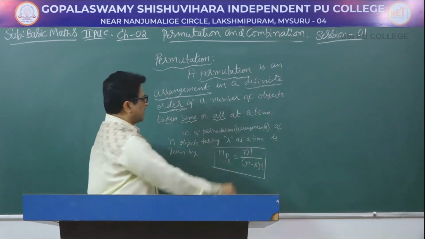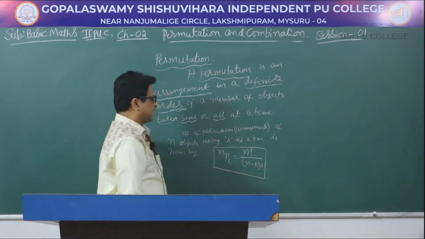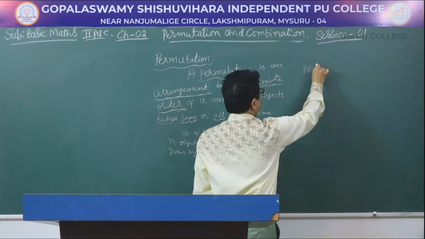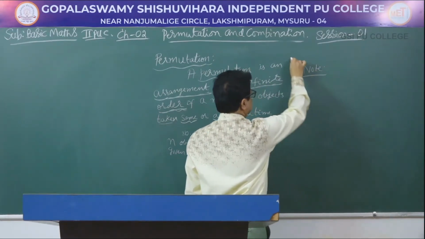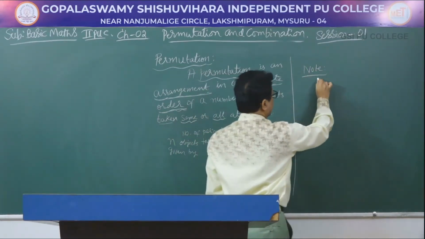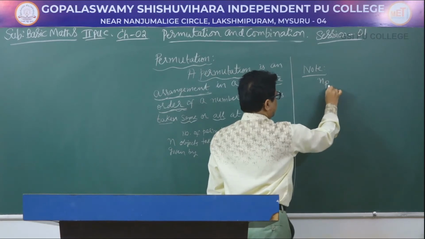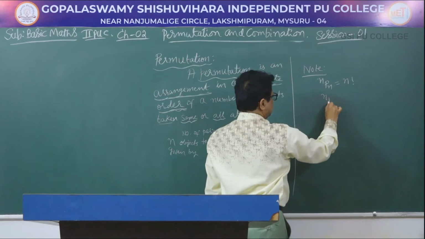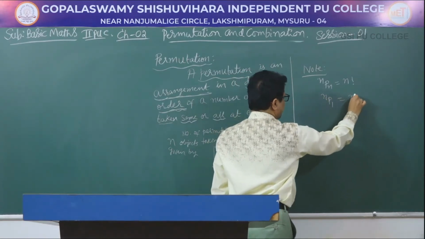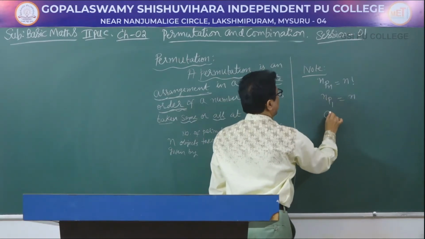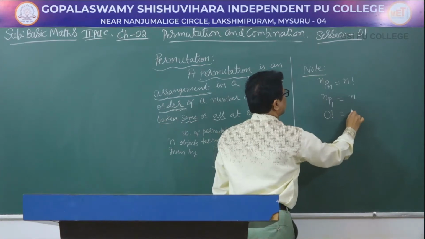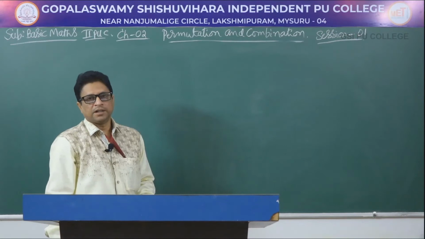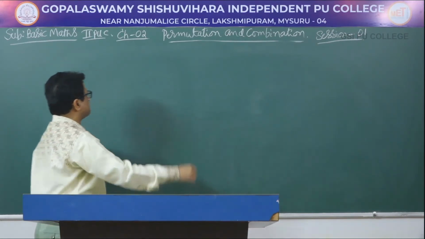nPr is equal to n factorial by (n minus r) factorial. Note: nPn is equal to n factorial, nP1 is equal to n, and 0 factorial is equal to 1. Let me solve a few problems on permutations.